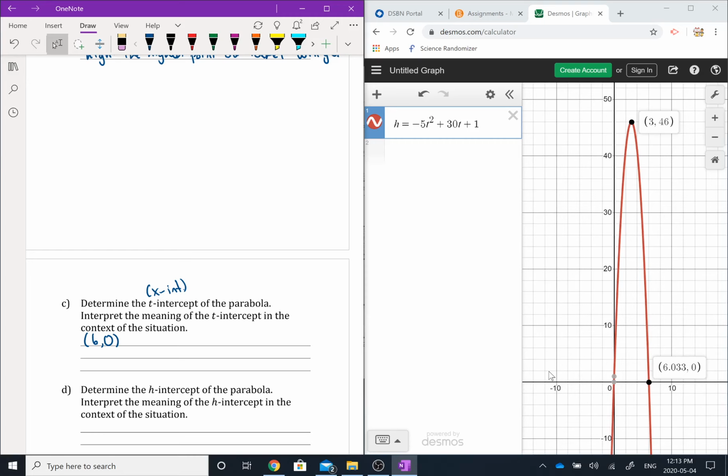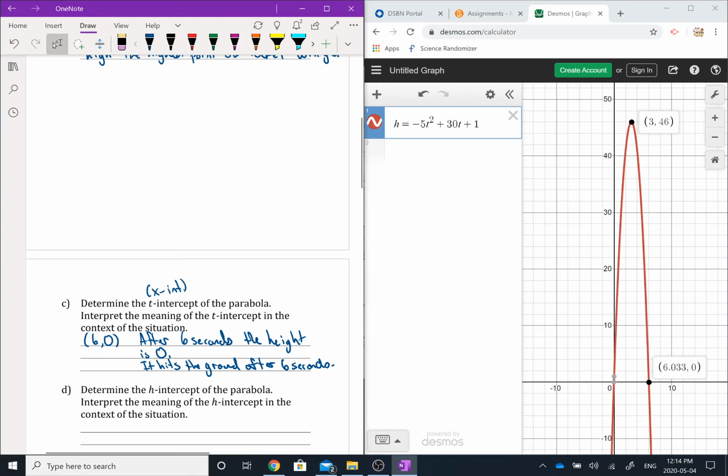Again, in the context of a rocket being launched into the air and coming down, the t value or the x value, 6, represents time. That means that after 6 seconds, the height or the y value is 0. In other words, you can say that it hits the ground after 6 seconds. If you're picturing a rocket, it goes up, hits the highest point, and then comes down, and then hits the ground.